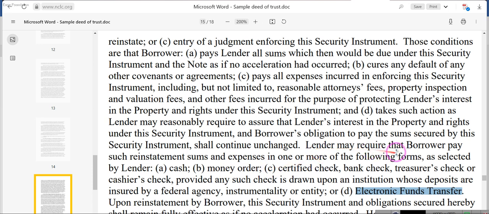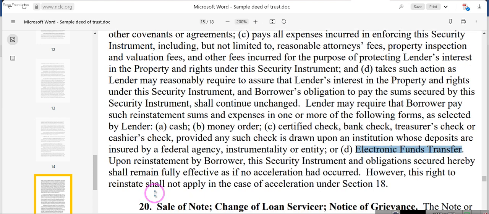Now, this only talks about the lender may require the borrower to pay such reinstatement. So this only applies to reinstatements. It does not apply to the language on the note. The note supersedes this. Without the note, this doesn't exist.